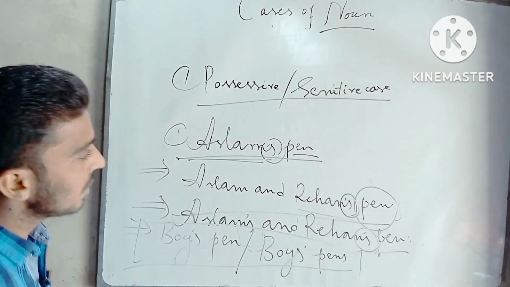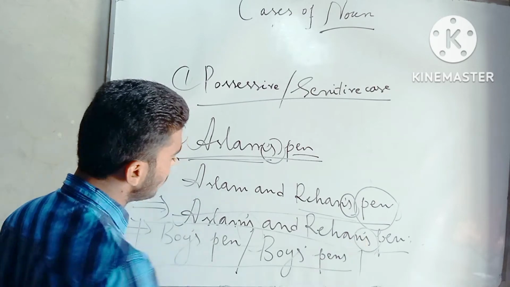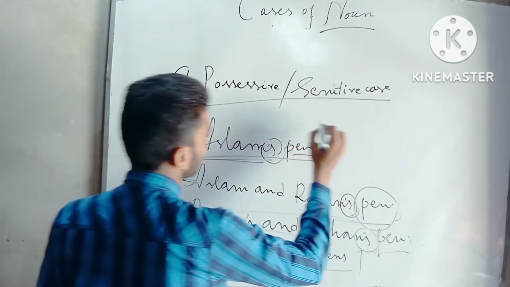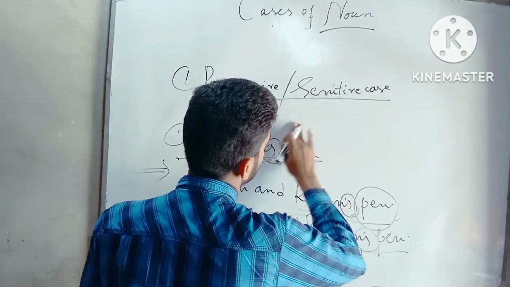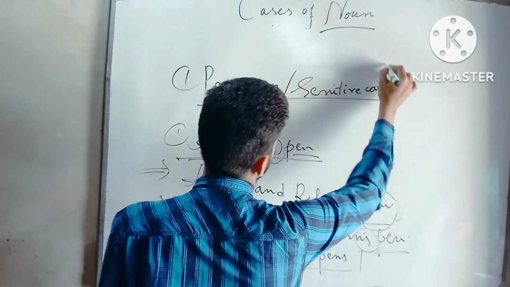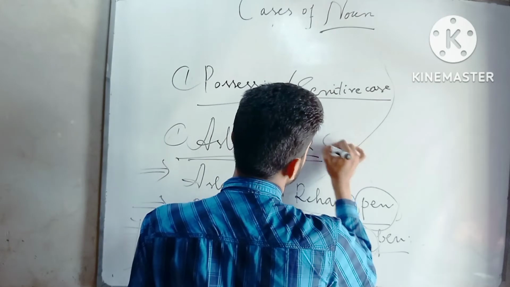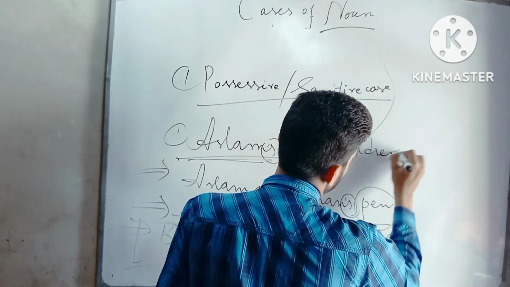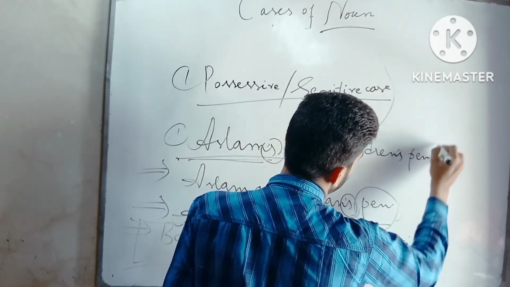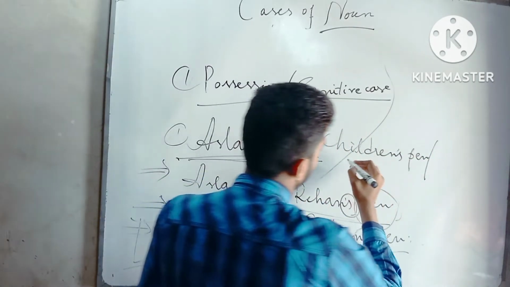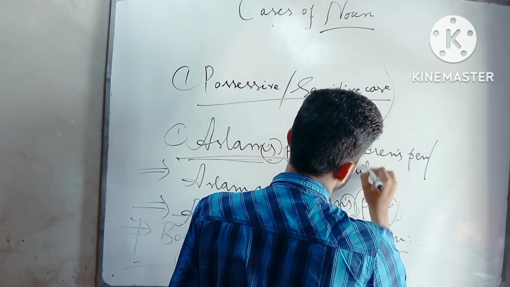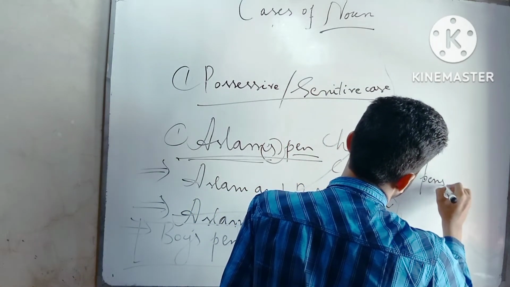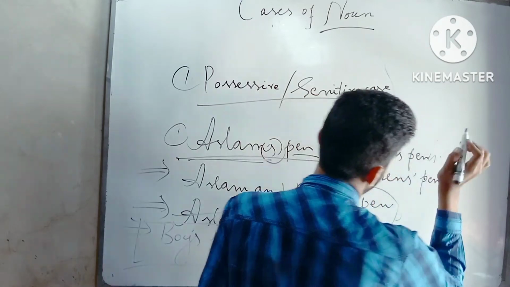Suppose I can tell you there are other nouns here. We don't form the plural with the help of the s. Suppose I give an example: can we say children's pen, or we will say childrens' pens? Which is correct?